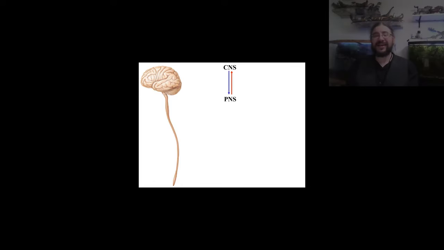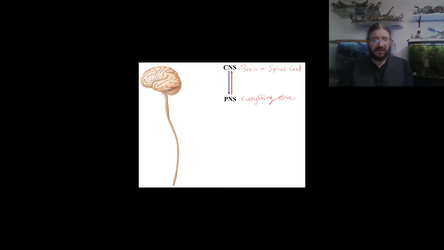The nervous system is divided into two basic divisions, the central nervous system and the peripheral nervous system, the CNS and the PNS. The central nervous system being the brain and the spinal cord, whereas the peripheral nervous system is literally everything else, all other nervous tissue. So that is the two basic divisions.